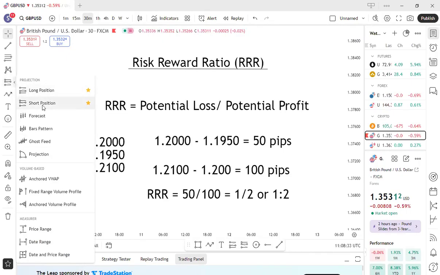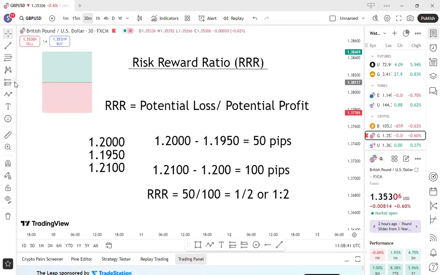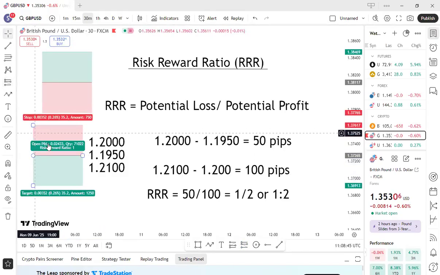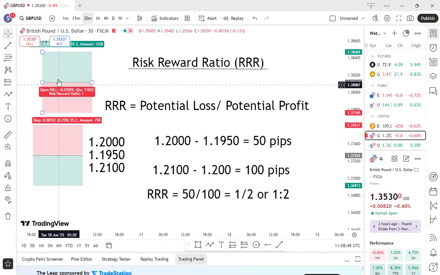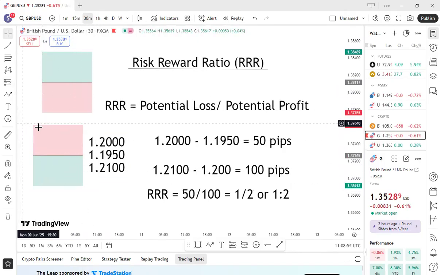We have the long position and the short position. The long position is for the buying opportunity, which we have here. And the short position is our selling opportunity, which we have here. With the selling, our stop loss is up, and with the buying opportunity, our stop loss is down. So this is the way you can find it.